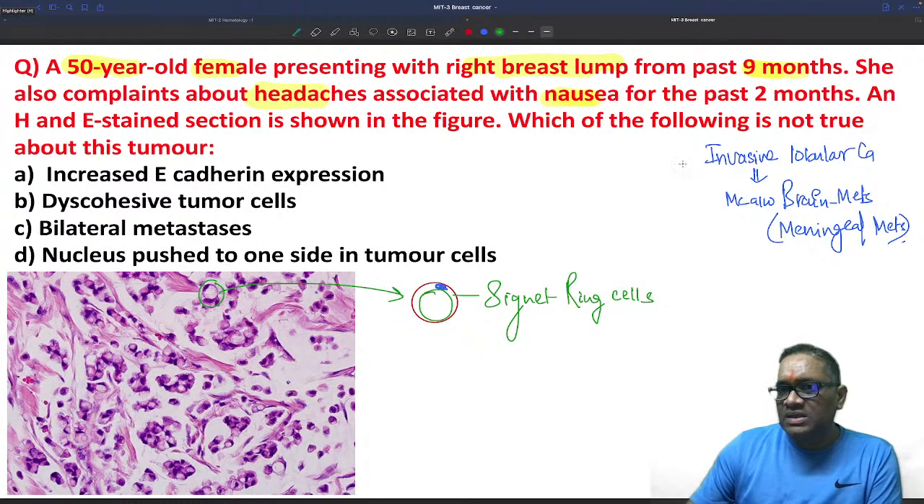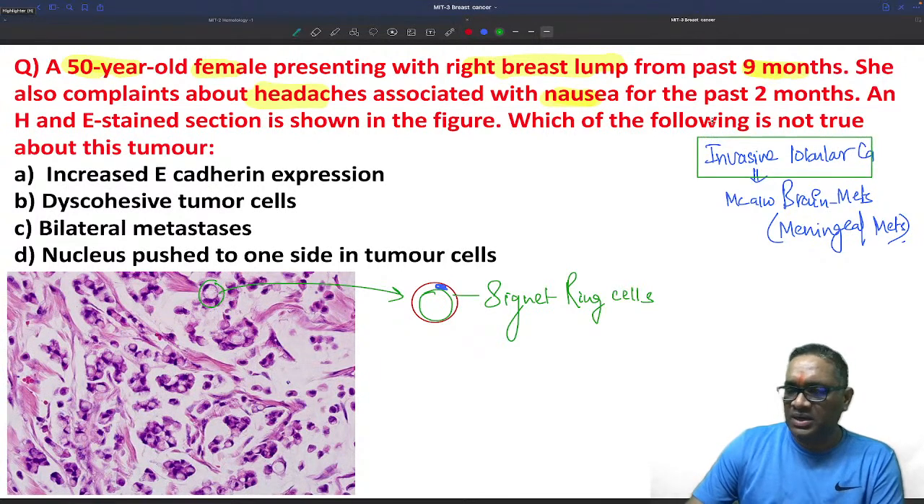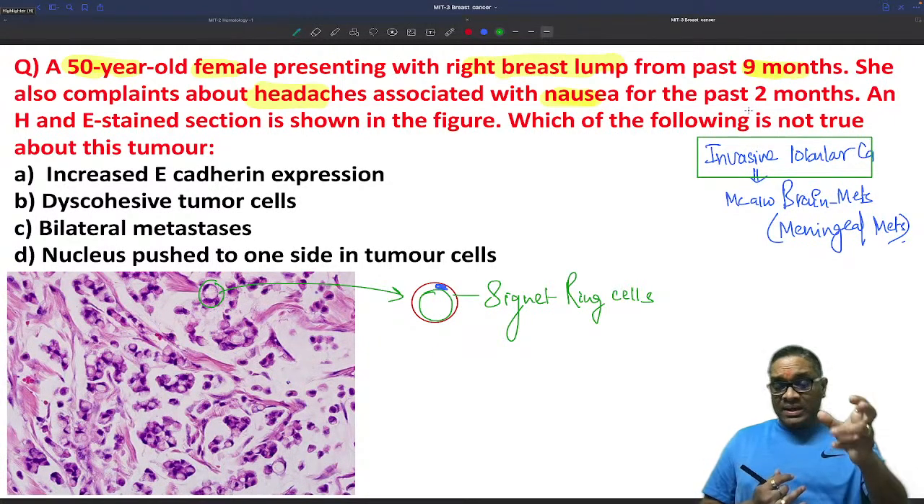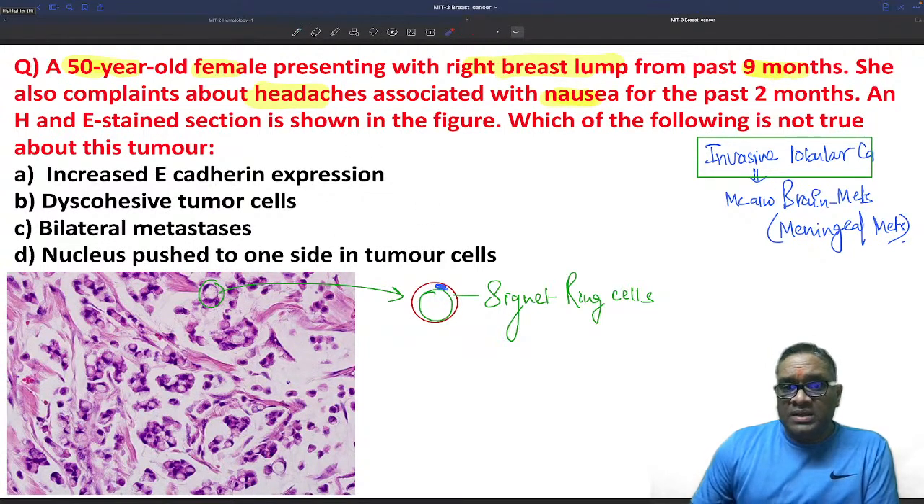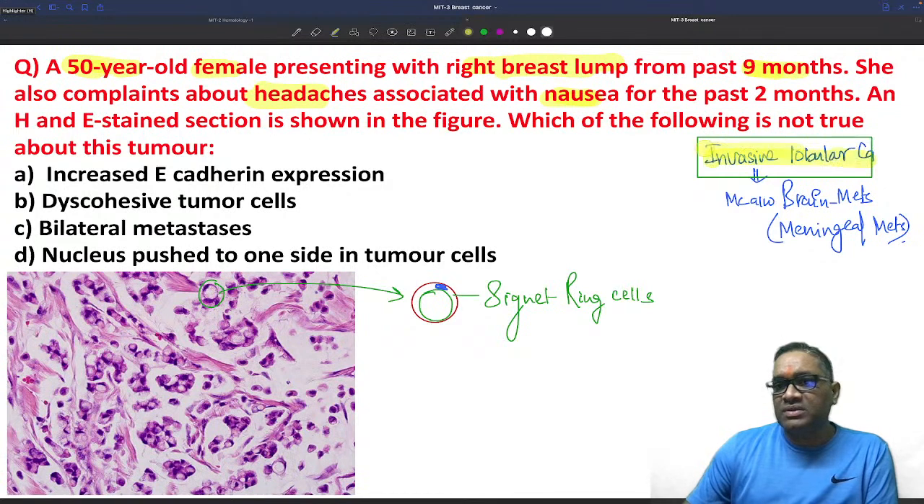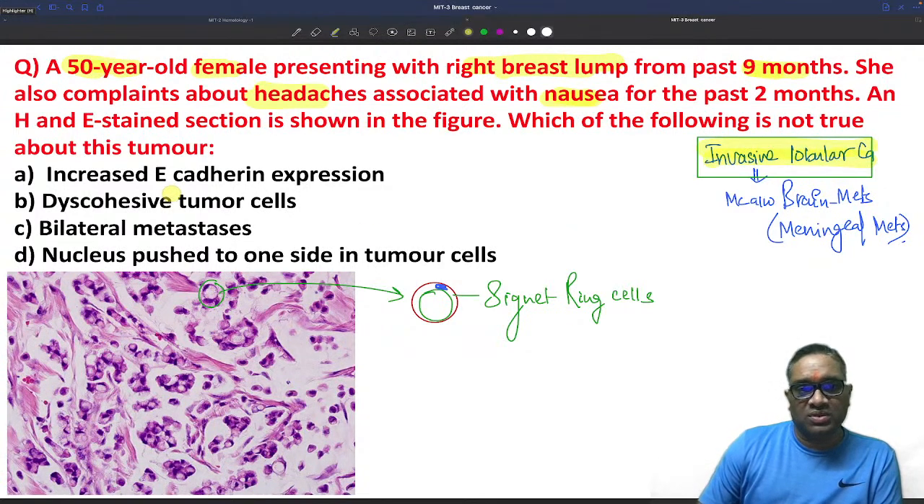Signet ring cells are commonly seen in which breast cancer? It is seen in invasive lobular carcinoma of the breast. So clinically, the headache is suggestive of meningeal metastasis, and histopathologically we are seeing signet ring cells, which are seen in invasive lobular carcinoma. So our diagnosis is invasive lobular carcinoma. Which is not true about this tumor?